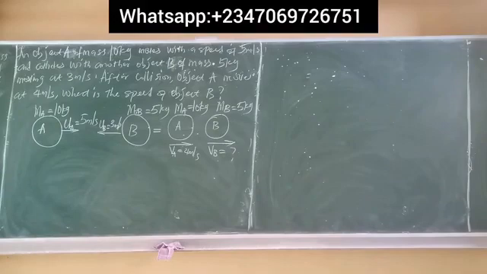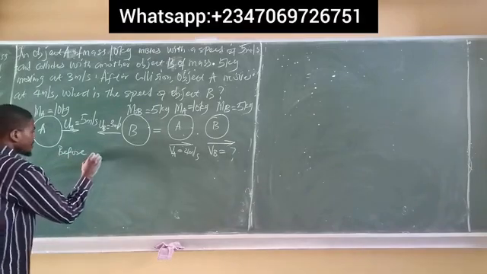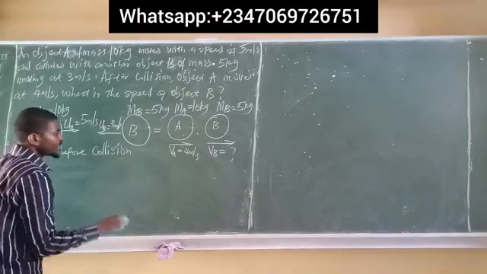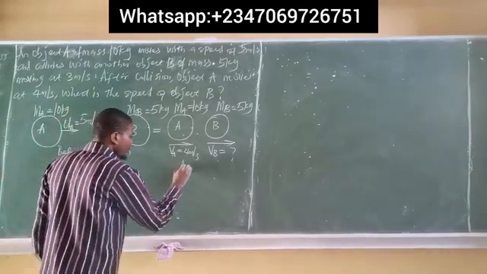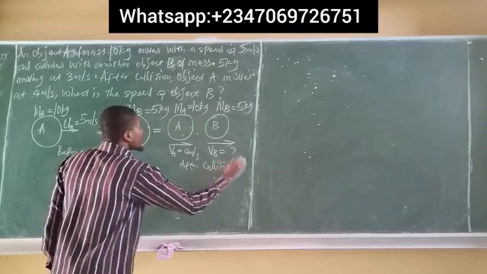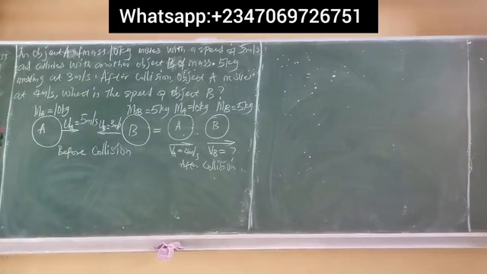So you have this. Now, this is before collision. At this point, the objects have not collided. And this is after the collision has taken place. So from the law of conservation of linear momentum, the sum of momentum before collision must be equal to the sum of momentum after collision.